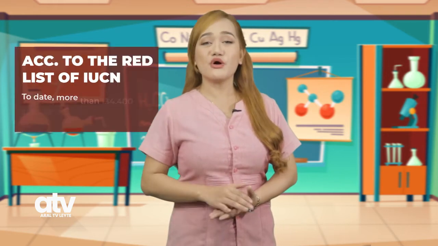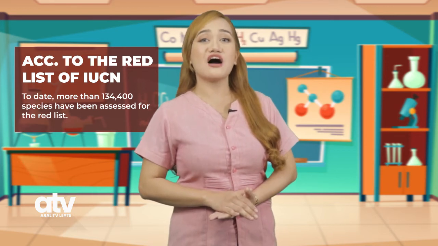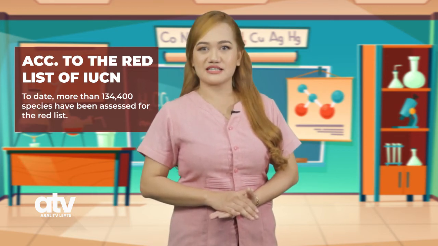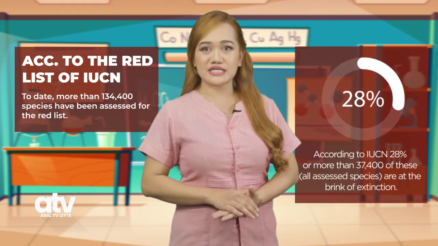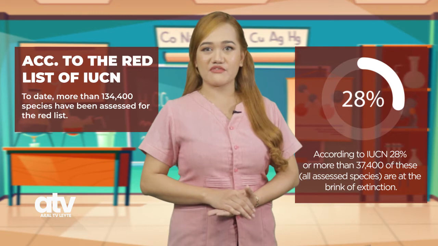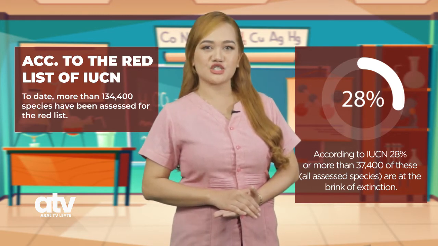The Red List of IUCN, or International Union for Conservation of Nature, is a critical indicator of the health of the world's biodiversity. To date, more than 134,400 species have been assessed for the Red List. According to IUCN, 28% or more than 37,400 of these are at the brink of extinction.